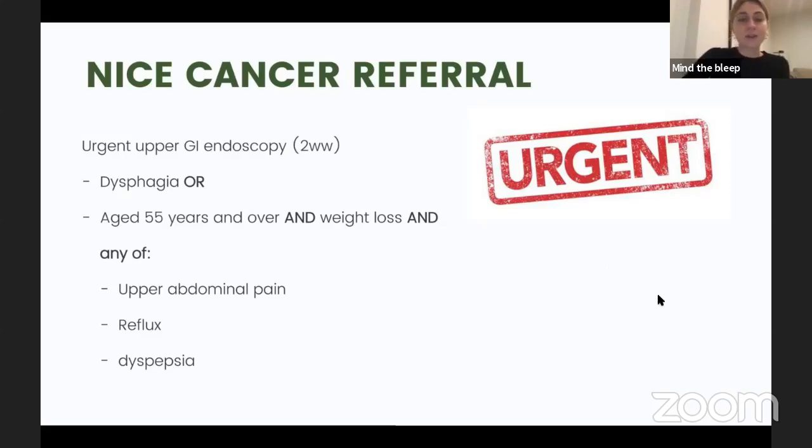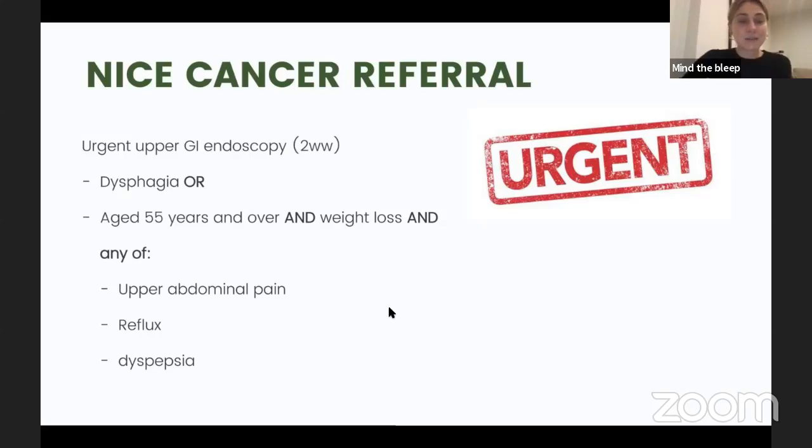This is why you have to make sure you ask all the right questions, which I briefly told you about before. And then you have to decide if it's going to be an urgent or non-urgent upper GI endoscopy, or whether the patient needs upper GI endoscopy at all.